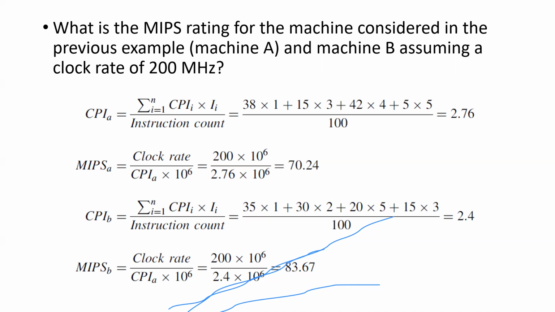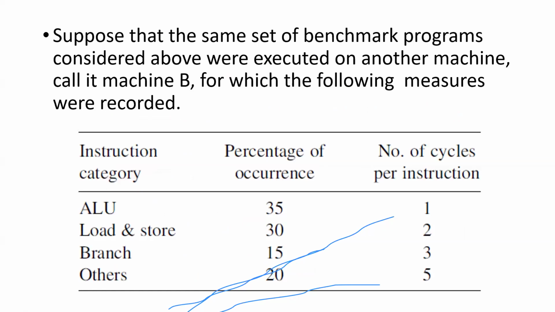Please, can you go back to the table? Okay, so this is the table, right? And the instruction count is 35 plus 30 plus 15 plus 20. So what did you do? I added them. I didn't use the 100. But that's why I said 35 plus 30 plus 15 plus 20. If you add them, you get 100. What did you get? I don't know, but I wrote 73.